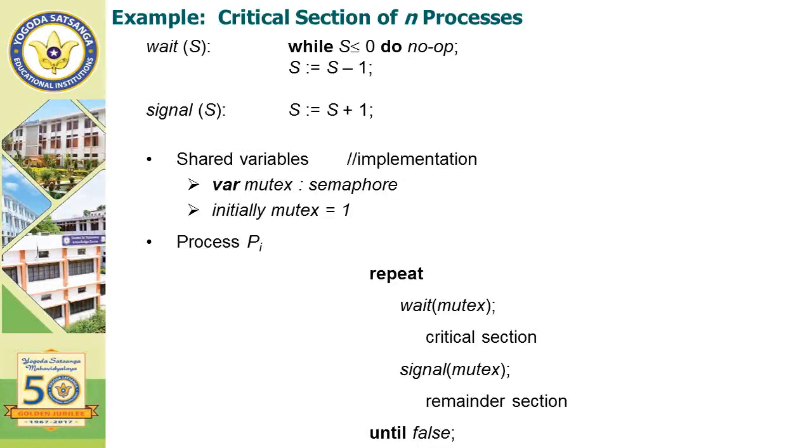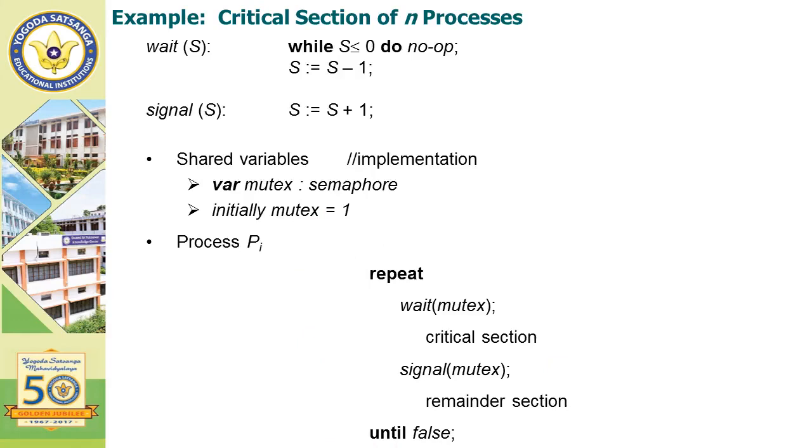This is the algorithm of how a semaphore variable can be implemented to handle the critical section problem. Now process Pi has one variable, mutex, which is a semaphore, initialized with 1. How is the algorithm executed? This is the algorithm. Now wait mutex: the value of mutex is the argument of the wait.